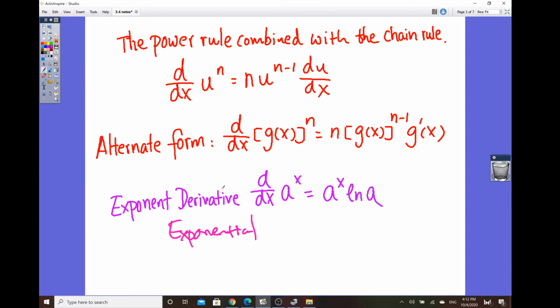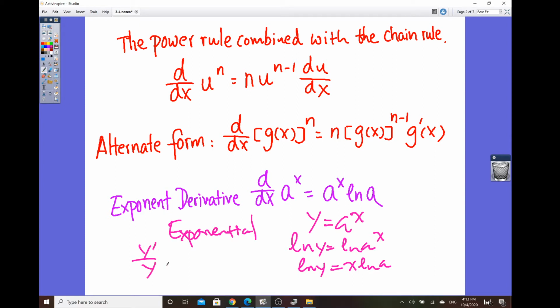Well, there's a proof for that. We can say that y equals a to the power of x. If we take the natural log on both sides, what happens? You can always bring down the power. Then we take the derivative of the left-hand side, which is 1 over y times y prime.